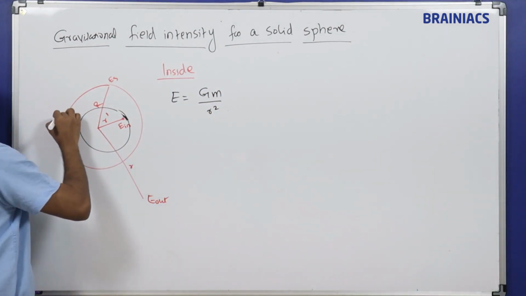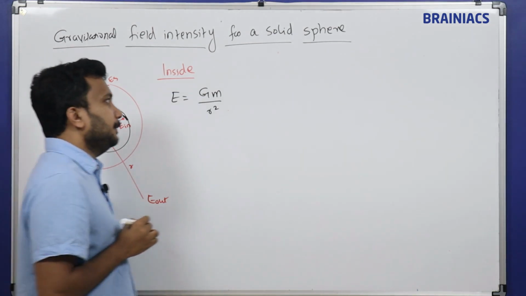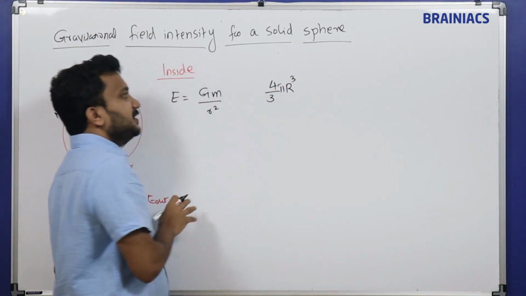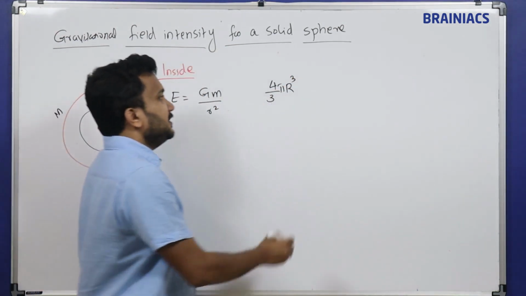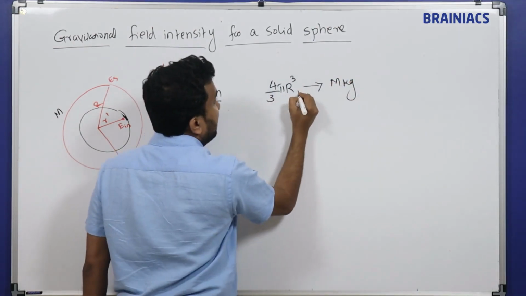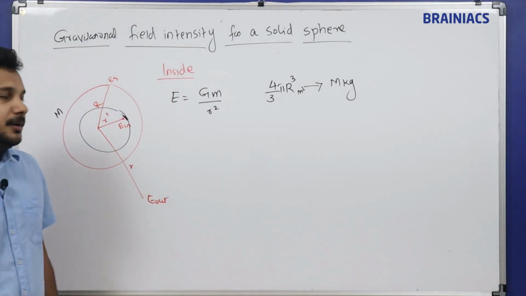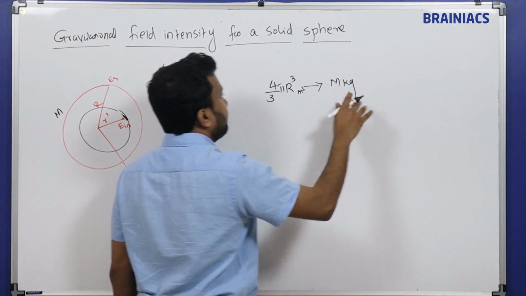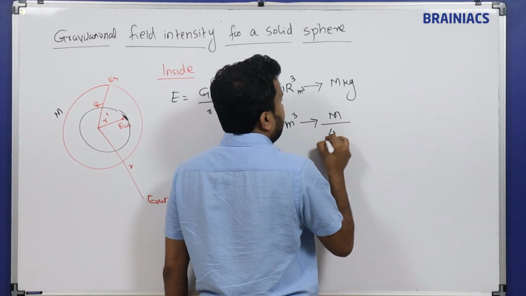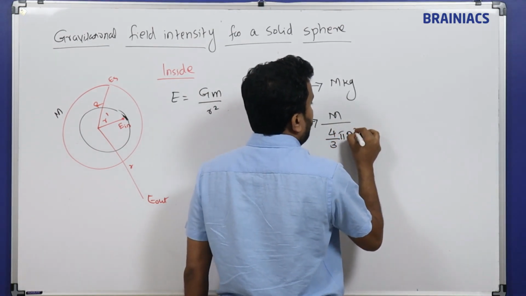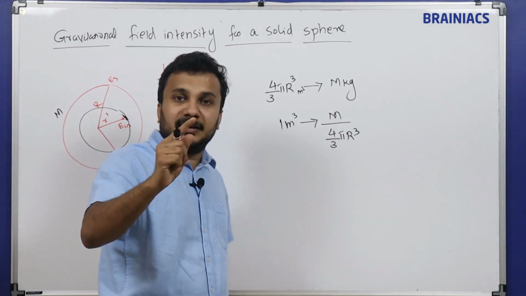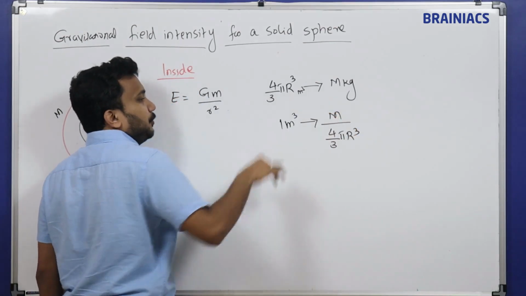Let me assume the mass of the bigger sphere is M, which has a volume of 4 by 3 pi R cube. This volume has M kilogram mass. Dividing both sides by 4 by 3 pi R cube, what should I get? 1 meter cube gives rise to a mass of M divided by 4 by 3 pi R cube.